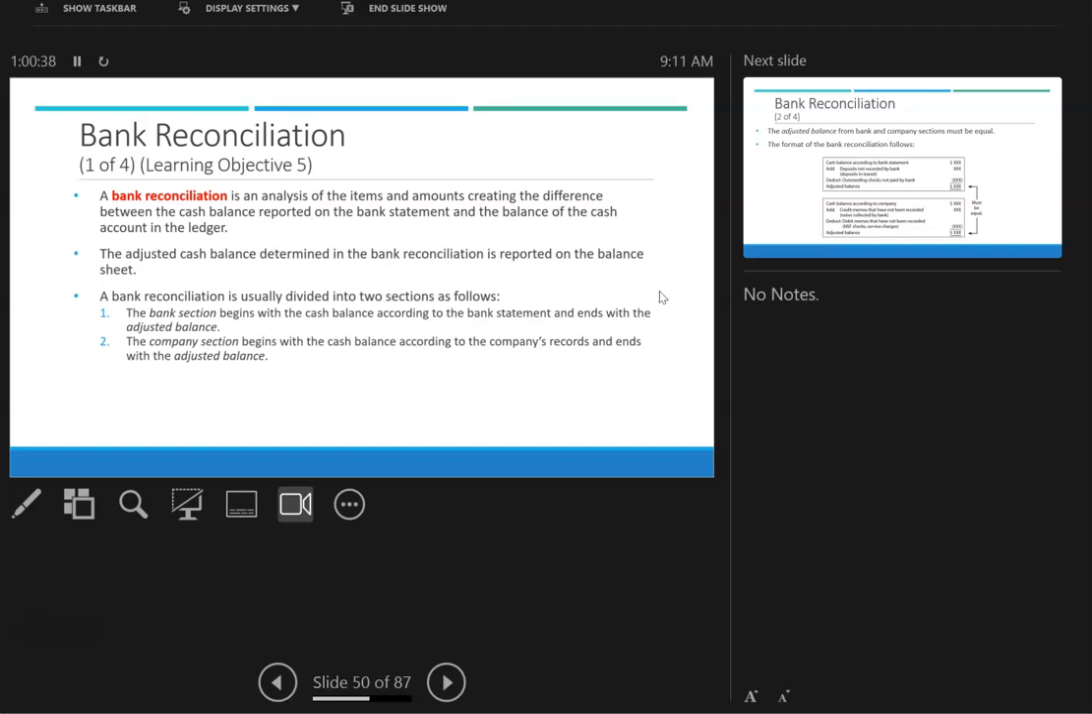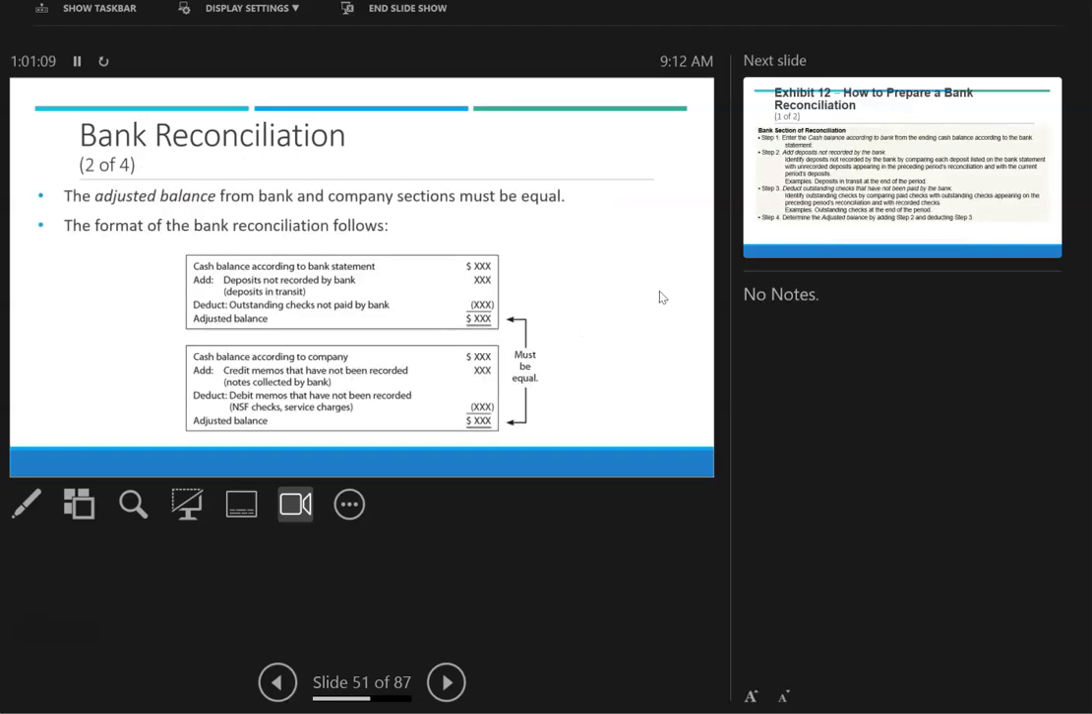So, it's basically an analysis of items and amounts creating the difference. A bank reconciliation gets divided into two sections. The bank statement section begins with the cash balance according to the bank statement and ends with the adjusted balance. The company section begins with the cash balance according to the company's records and ends with the adjusted balance, and our adjusted balances should match up.